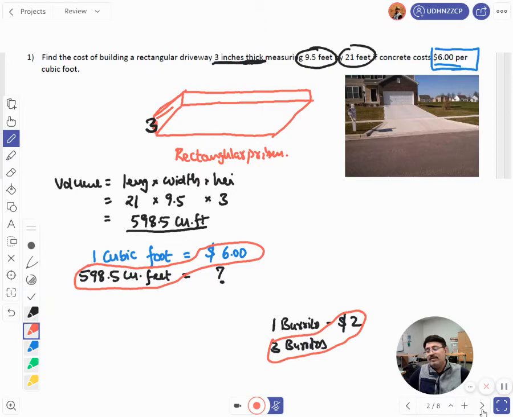Okay, right. So let's multiply 598.5 times $6 using the calculator. 598.5 times $6 is 3,591. Oh my gosh, is it that expensive? Could be, I'm not really sure. Is it that expensive or not? $3,591. So you have to spend almost $4,000 to get that kind of a ramp.